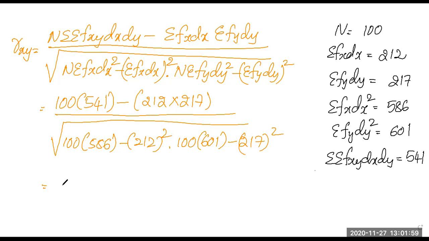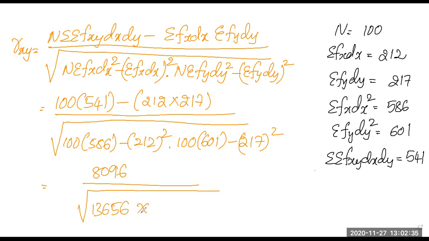Yes, on the calculator: 100 into 541 minus 212 into 217, that is 8096. 8096 divided by square root, that calculation: 100 into 586 minus 212 square, I got 13656. 13656 into 100 into 601 minus 217 square, now we got 13011. Okay, now we go to the next page.